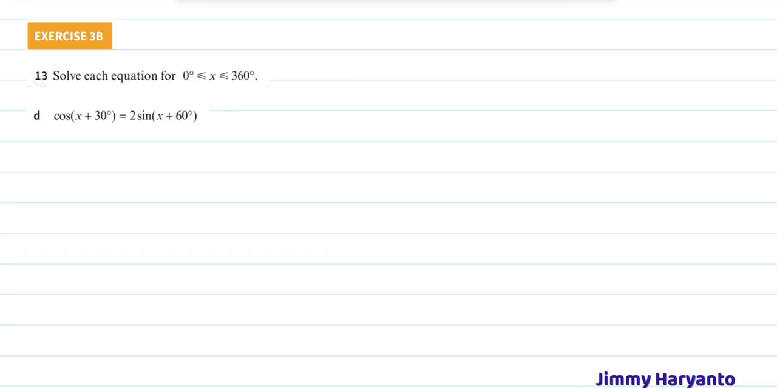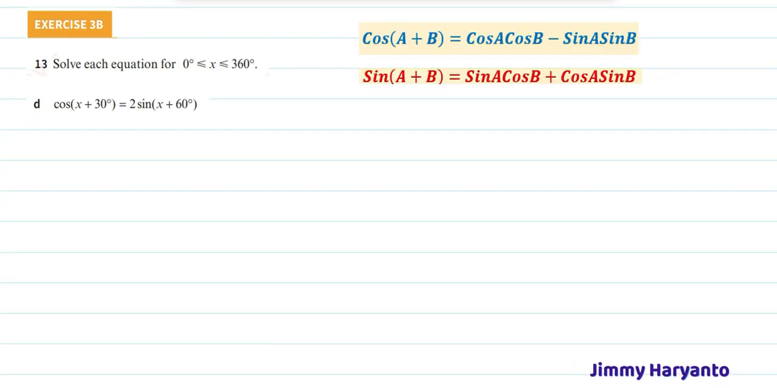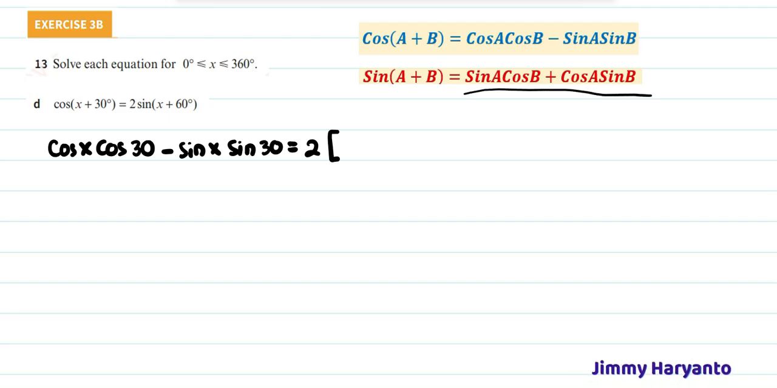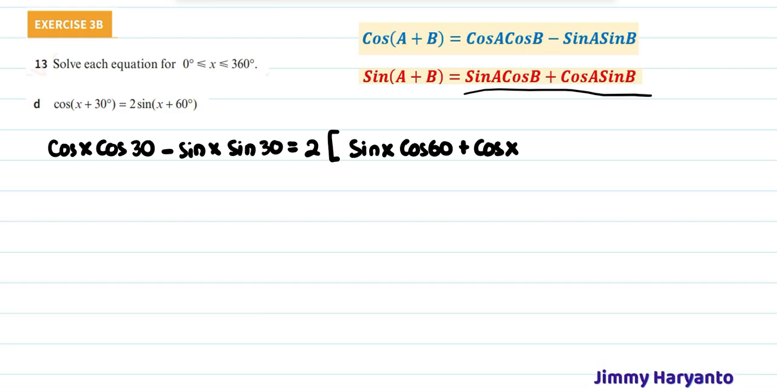For 13b, I will use the formula of cos A plus B and sin A plus B. Okay, so for the cos of x plus 30, I will change it into cos x cos 30, cos A cos B, and then minus sin A sin B. This is for the left hand side. The B is 30. And then 2 times, for the sin of x plus 60, I will use this. So I will have sin x cos 60 plus cos x sin 60.